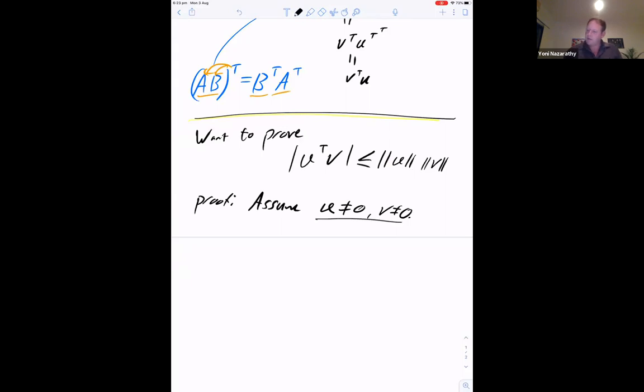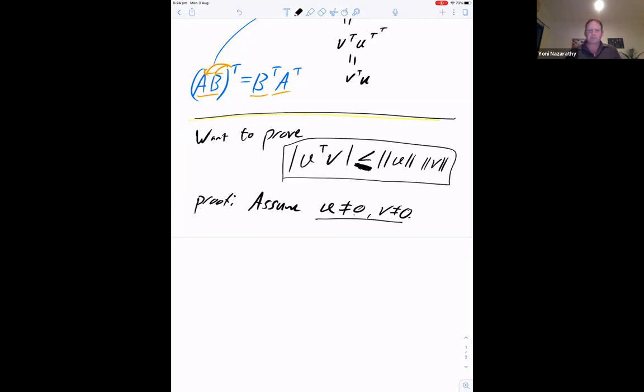Well, I'm proving it for the case U not equal to zero, V not equal to zero, because what happens with this inequality if U and V are both zero? Let's say U and V are both zero. Then it's zero equals zero, and that's okay. We're allowed zero equals zero, right? So the interesting case is when the vectors are not zero vectors.